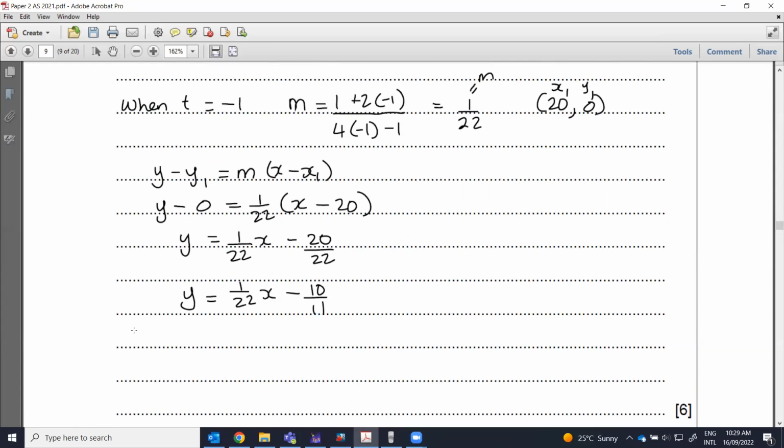So, therefore, the equation of the tangent is y = 1 over 22 x minus 10 over 11.